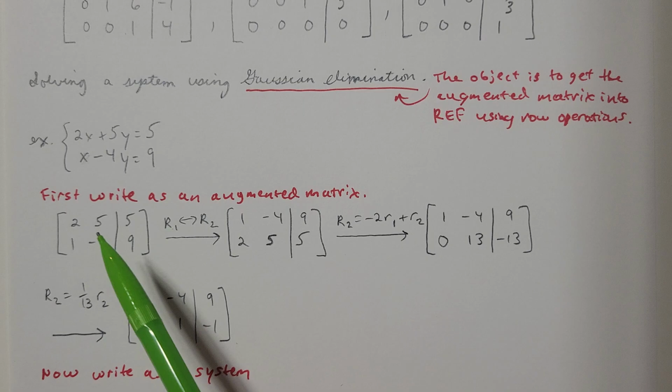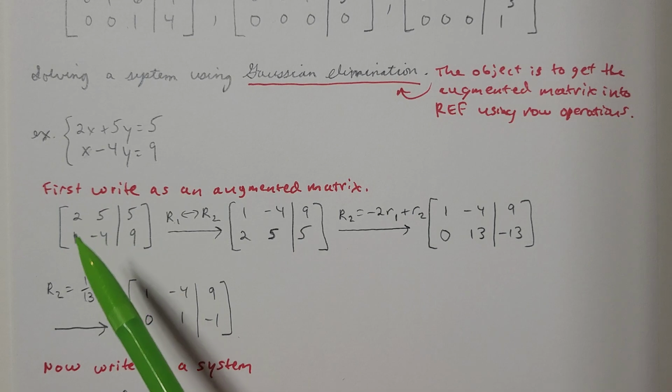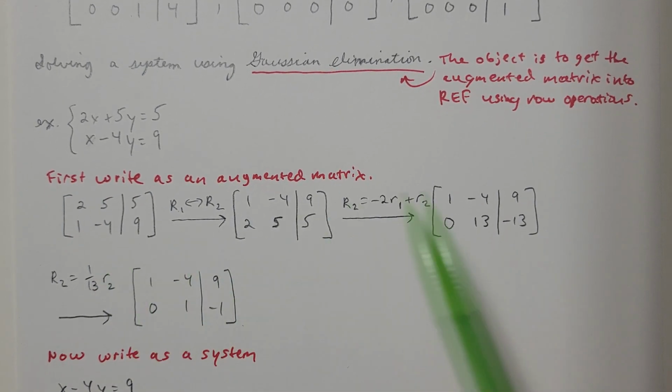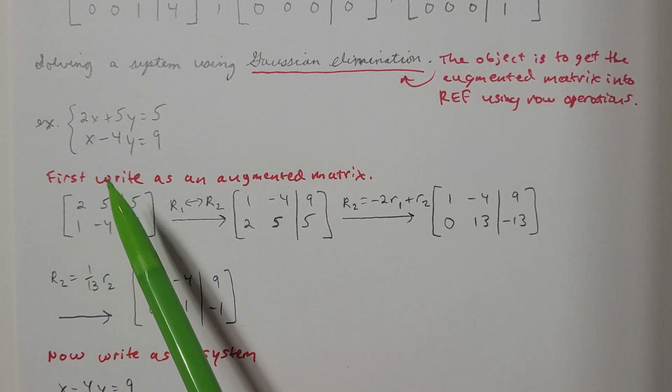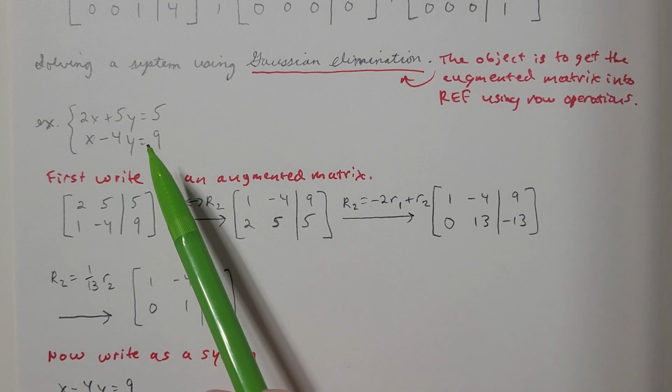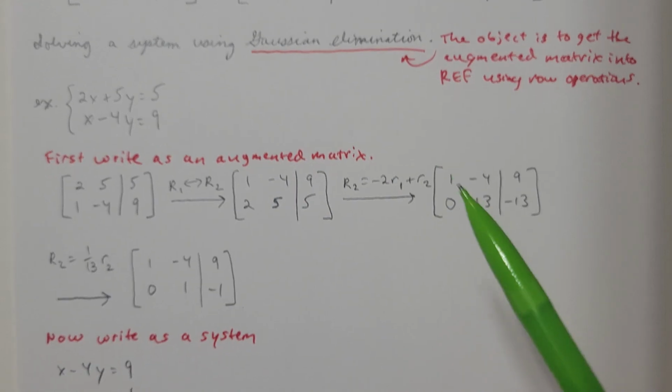In this example, suppose that we want to solve the system, which is given by the equations 2x plus 5y equals 5, and then x minus 4y equals 9. Okay. We're going to solve by using matrices. So the first thing that we need is an augmented matrix. Okay, so I have the matrix given by 2, 5, and 5 for row 1. And then row 2, I'm looking at 1, -4, and 9. Okay, so this is the augmented matrix that we need to solve.